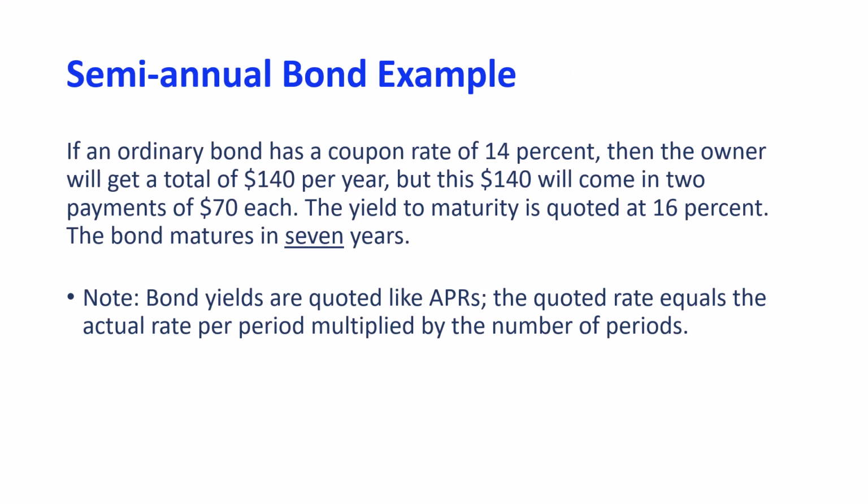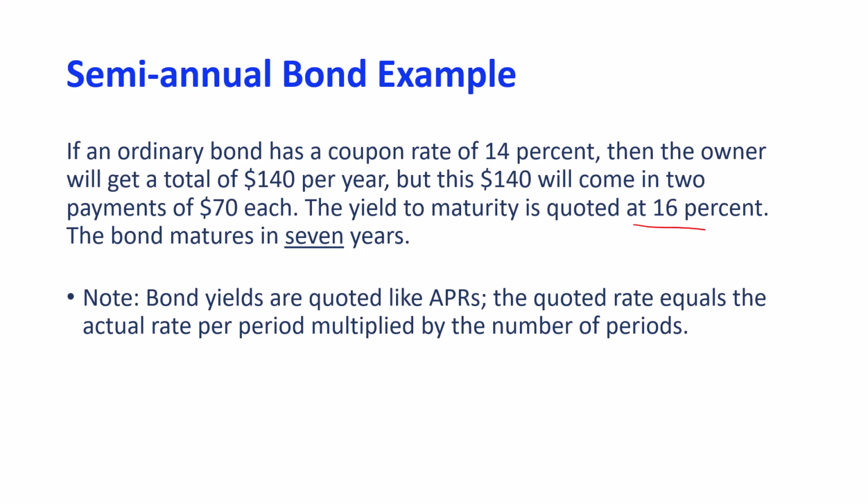If an ordinary bond has a coupon rate of 14%, then the owner will get a total of $140 per year. But this $140 is going to come in 2 payments of $70 each every 6 months. The yield to maturity, which is the annual rate, is quoted at 16%, and the bond matures in 7 years.